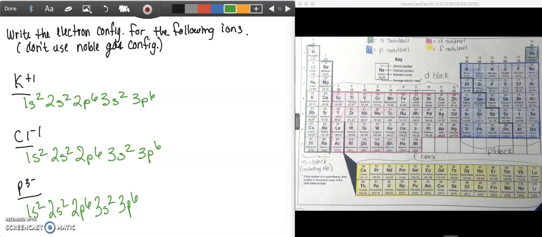All right, ladies and gents, that is the quick and easy version of writing electron configurations for ions. If you are becoming positive, you are taking away electrons, so you will subtract from this number here. If you are becoming negative, you are adding electrons, so you will add to this number here. You add or subtract depending on the number that's right here, okay? Becoming positive by 1 means you're subtracting 1 electron. Becoming negative by 1 means you're adding 1 electron. And becoming negative by 3 means you're adding 3 electrons, just as a quick review.